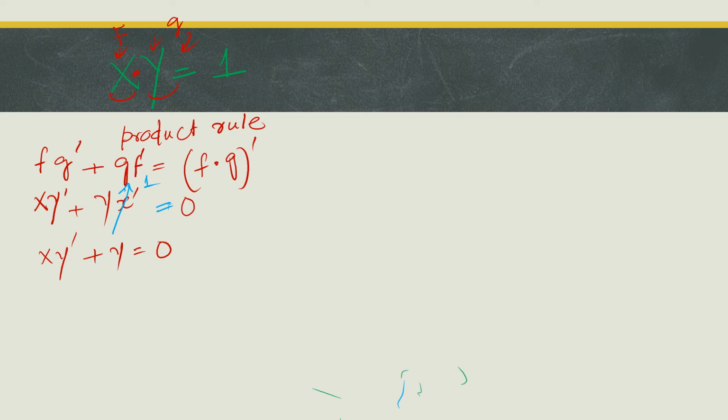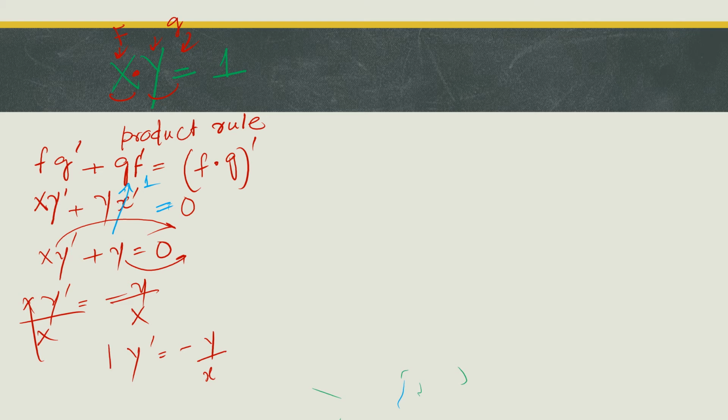Solve for y prime. Bring the y on the other side, it will give you negative y. Divide both sides by x and it will give you negative y over x.